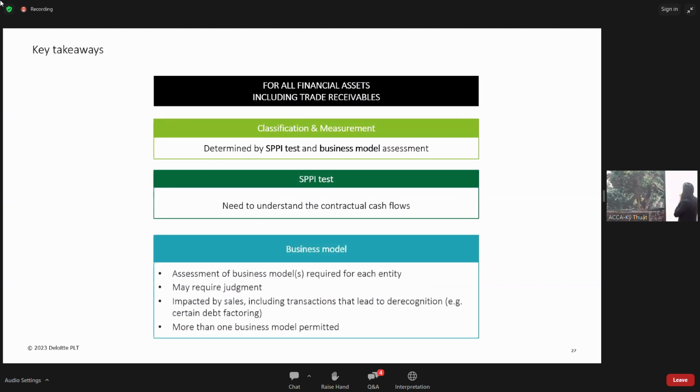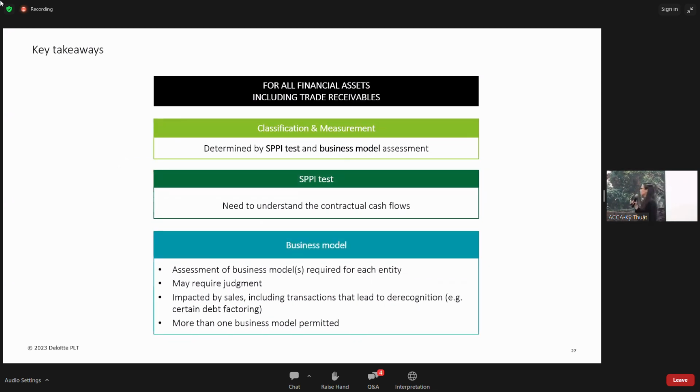So what is the key takeaway for classification of financial assets? For all financial assets, including trade receivables, classification and measurement is determined by two things: the SPPI test and the business model assessment. The SPPI test is about the contractual characteristics of the instrument itself. Generally, once you've assessed it one time, you do not need to redo it, because unless you modify the terms of your contract, that characteristic will not change.